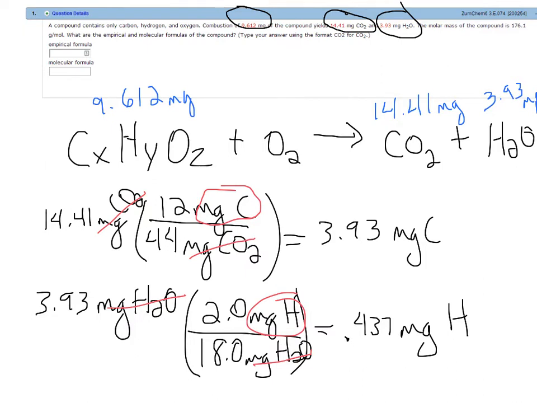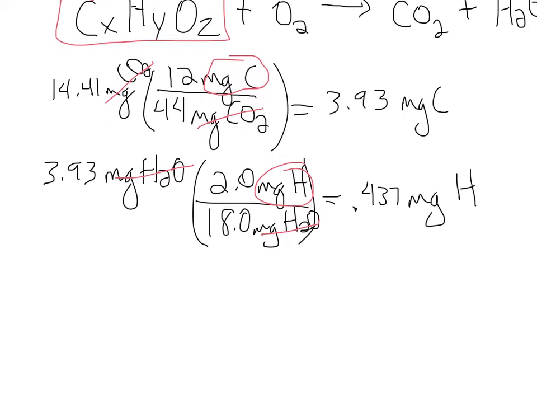The unknown compound has only 3 elements: carbon, hydrogen, and oxygen, and we know how many milligrams we have of that in total. Since we figured out how many milligrams of carbon and how many milligrams of hydrogen were on the product side, and since the unknown is the only source of carbon and hydrogen on the reactant side, we can just subtract to get the mass of oxygen. So my red number was 9.612 milligrams of the unknown compound.